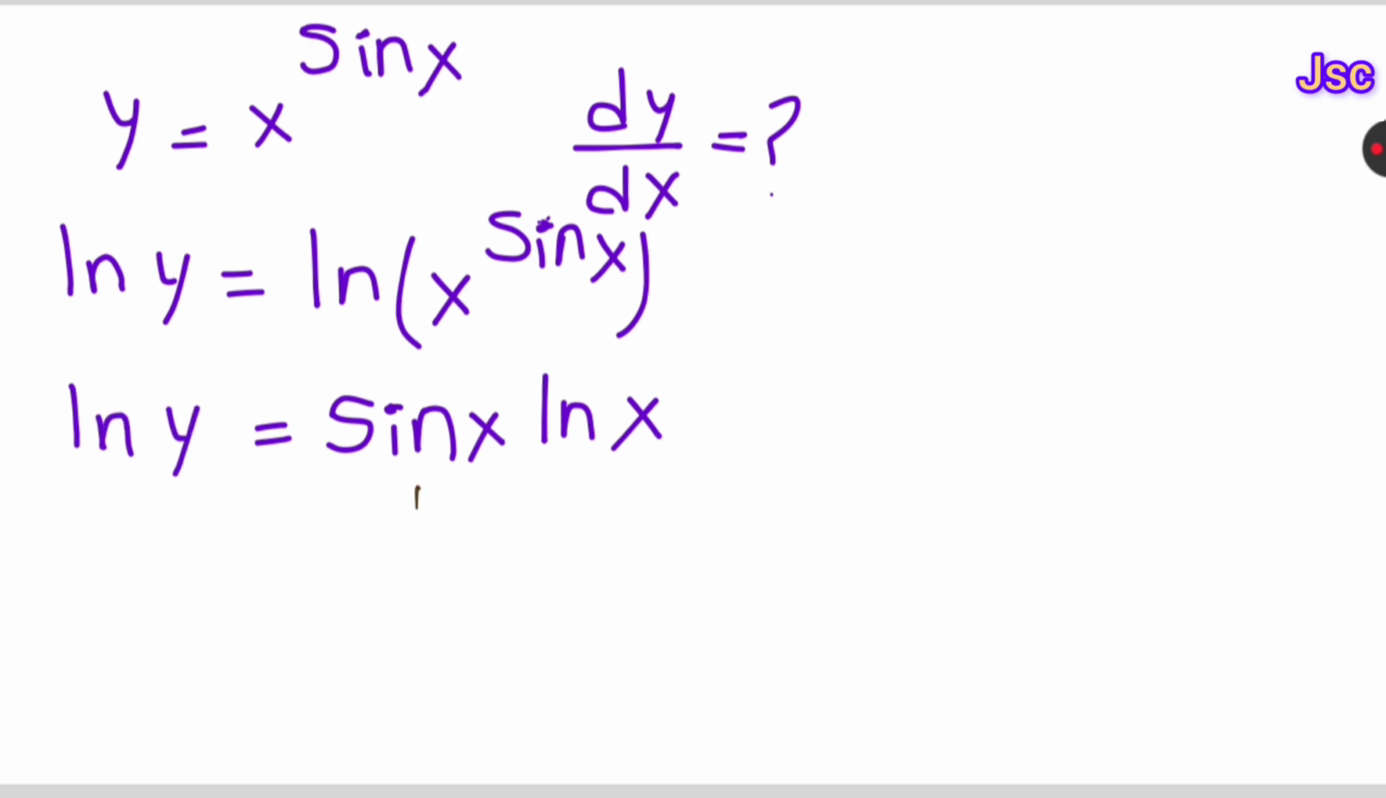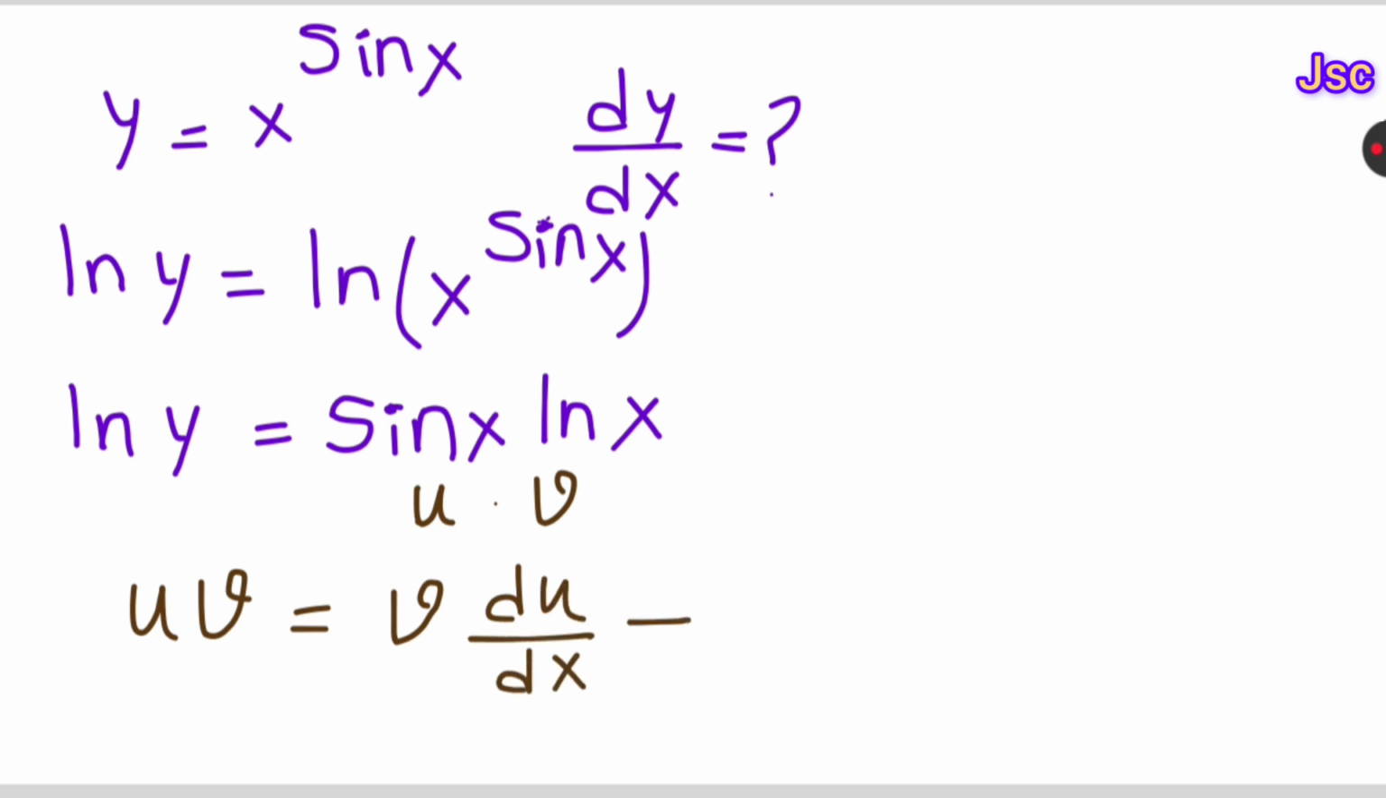Observe here it is in the form of u times v, isn't it? So there is a product rule. So let's recall the derivative of product rule. What is the derivative of product rule? uv equal to, first we have to keep v as constant, then do derivative of u with x, plus then you keep u as constant, then do derivative of v with respect to x. This is the formula for this.